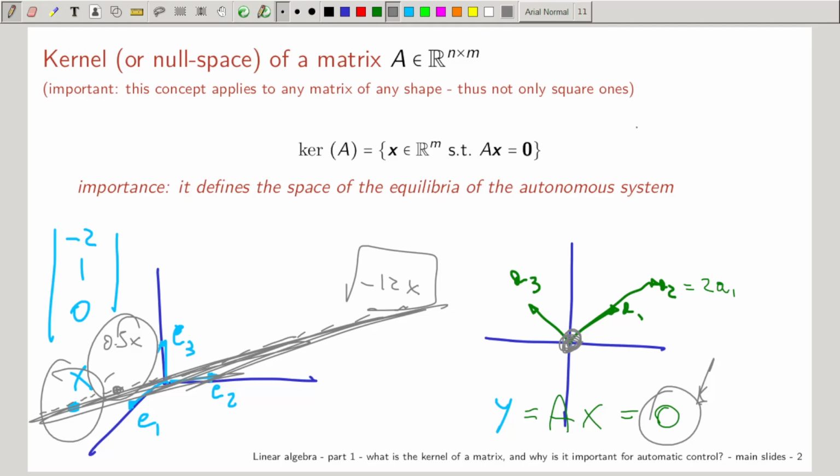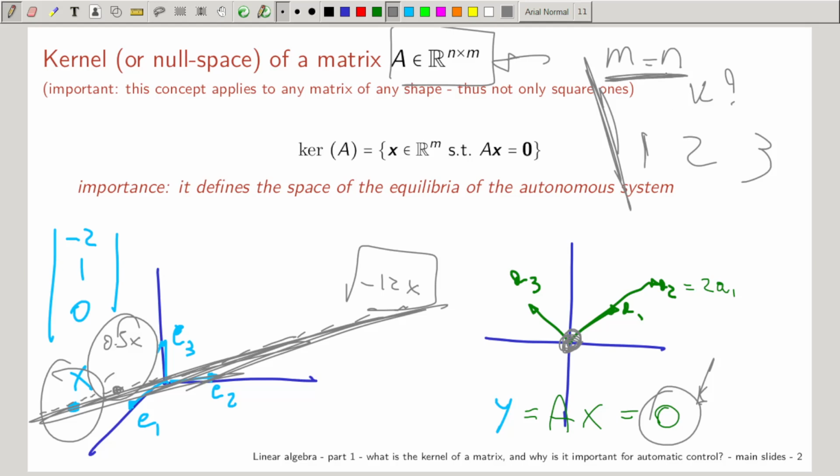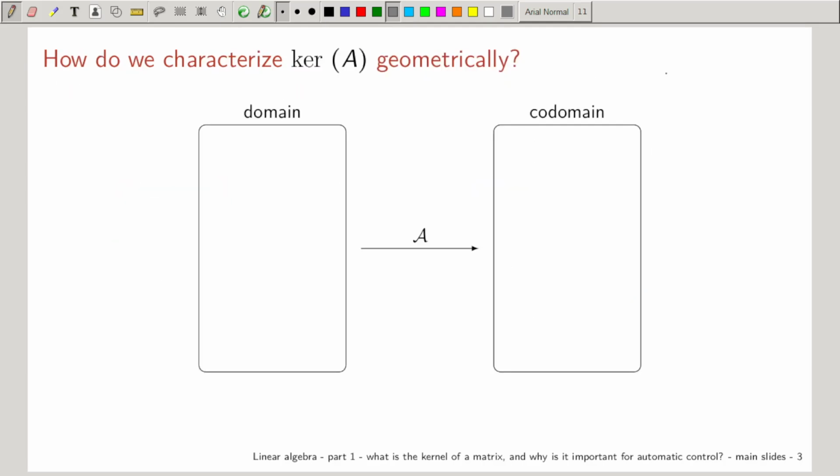Watch out. Do we need square matrices to have a kernel? Do we need m equals n to have the kernel concept? Yes, no, I do not know. Very much no. You see the example that we go from R3 to R2. So this is a very common misconception. But of course, in automatic control, this is going to be specialized for square matrices, and it will have a very special meaning.